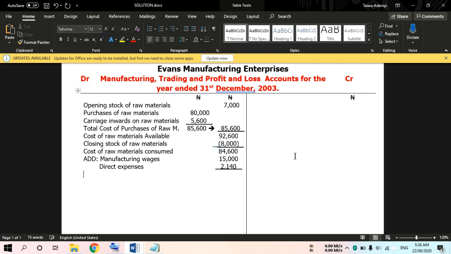Next is to add these three figures together: 84,600 naira plus 15,000 plus 2,140. That will give us prime cost, 101,740 naira. So that's the prime cost of production.